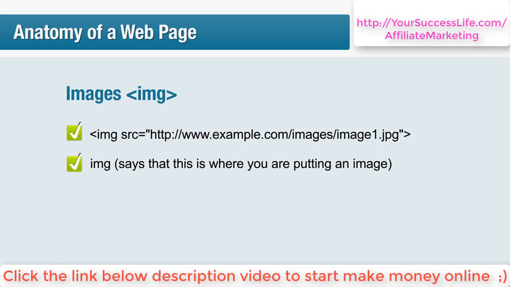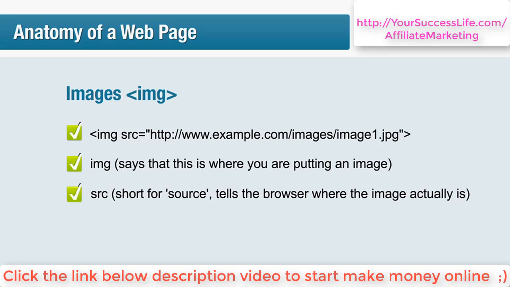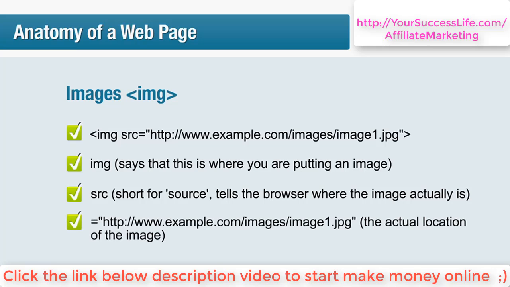IMG says that this is where you are putting an image. SRC, short for source, tells the browser where the image actually is. And the equals and the rest of this is the actual location of the image. There is some extra information that you can insert into your image tag. Height and width.